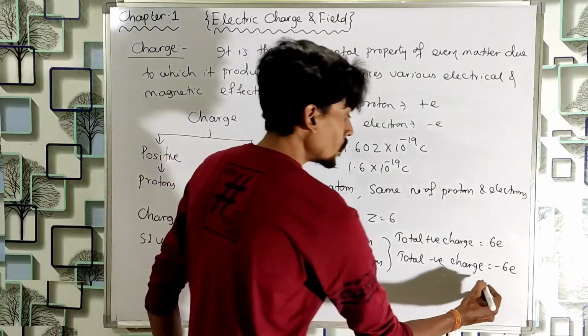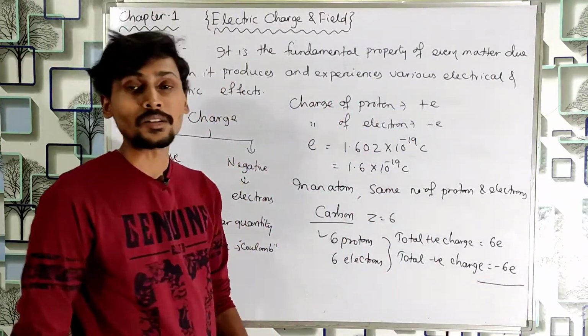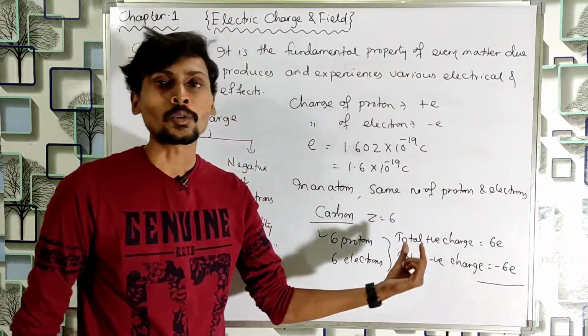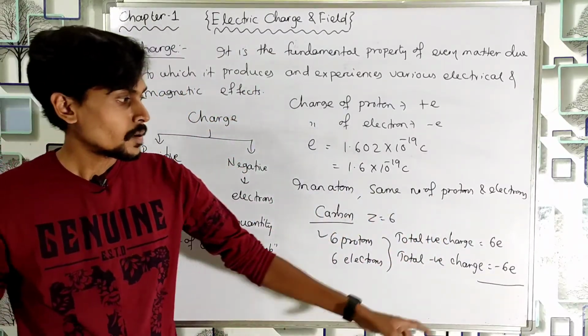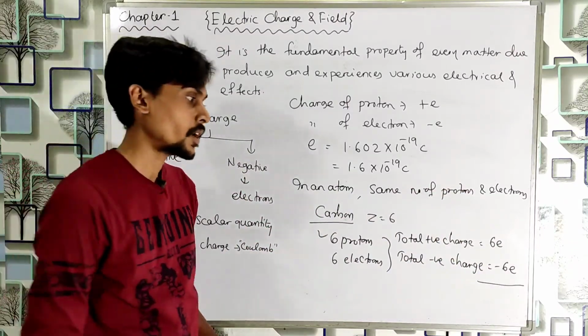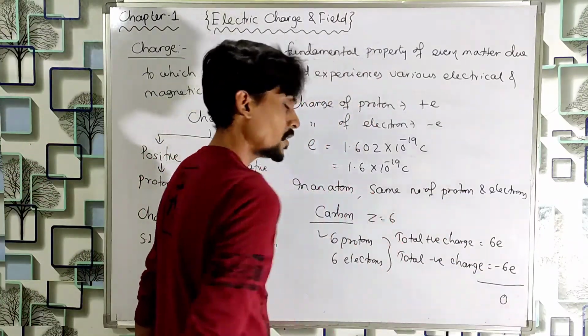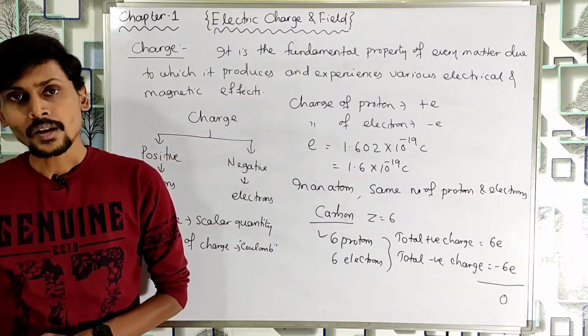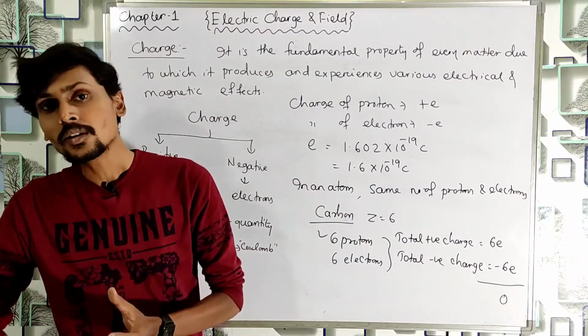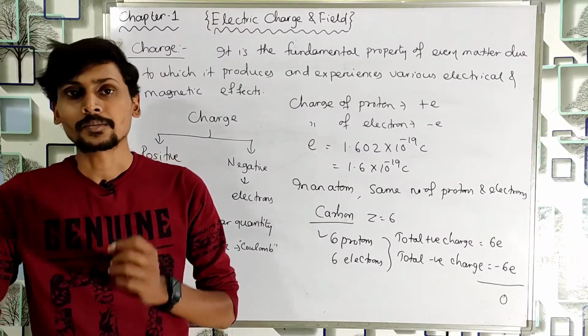Now if you want to find the total charge, the net charge, then you have to add the total positive charge and the total negative charge. So plus 6E and minus 6E will cancel each other. The answer will be 0. It means in an atom we have charged particles, but the atom as a whole is electrically neutral.